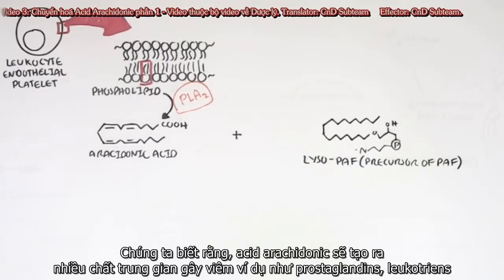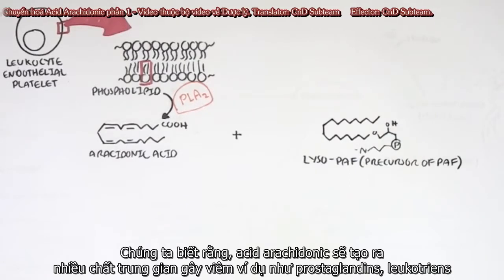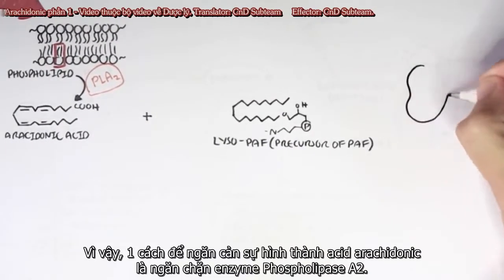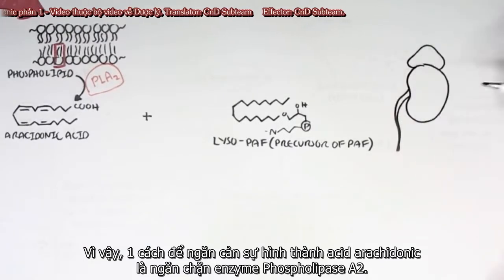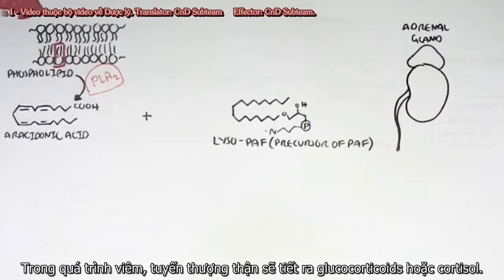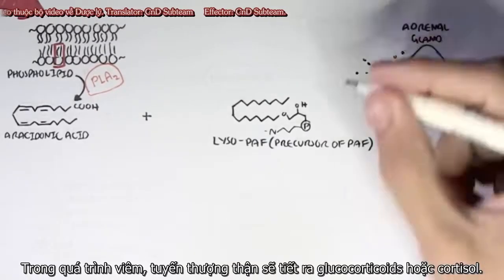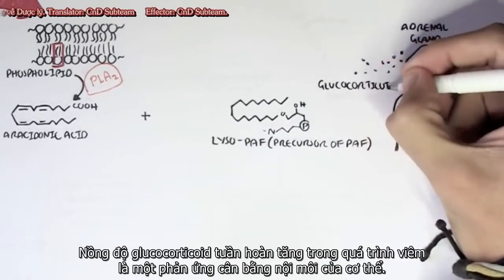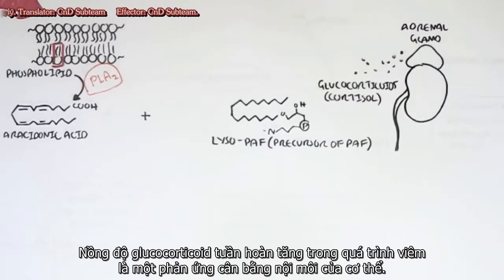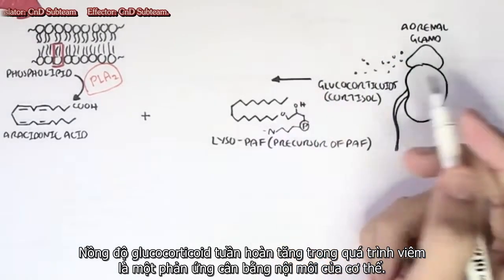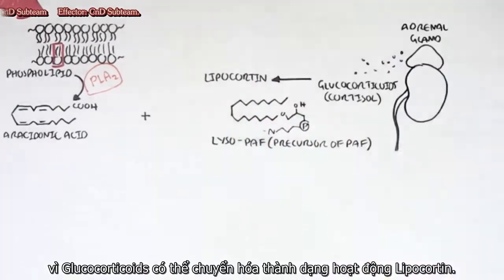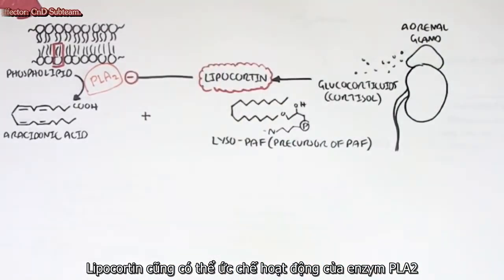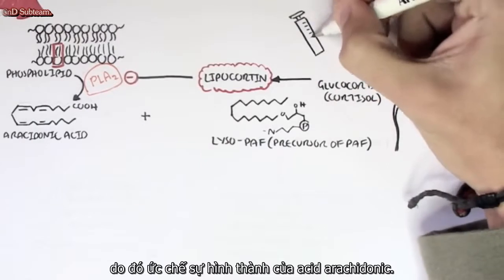So we know that arachidonic acid will produce many inflammatory mediators such as prostaglandins and leukotrienes. So a way to prevent arachidonic acid formation is by inhibiting the enzyme phospholipase A2. During inflammation, the adrenal glands, which are above the kidneys, will secrete glucocorticoids or cortisol. So circulating glucocorticoid concentrations increase during inflammation as part of the body's homeostatic response, because glucocorticoids induce the active form, lipocortin. Lipocortin can inhibit the enzyme phospholipase A2, and thus the formation of arachidonic acid.